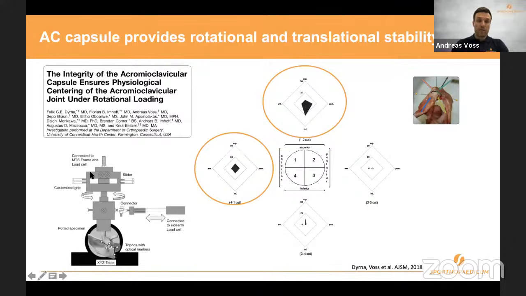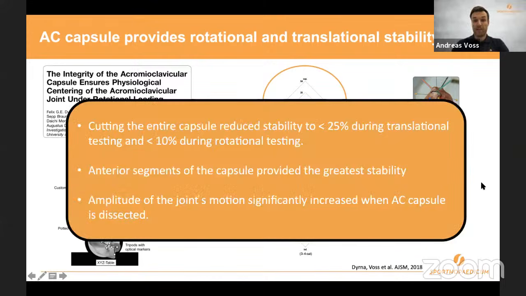exactly studying the rotational appliance of this little joint. And this is done under rotational loading. So this is a specific study about the rotation, and it's shown that the anterior and superior part of the AC capsule are very important to the rotational stability of the joint.